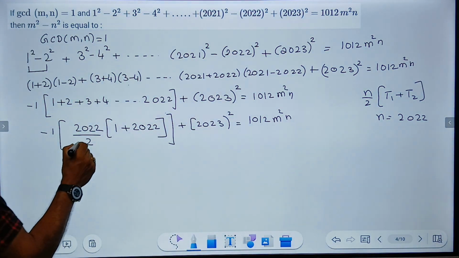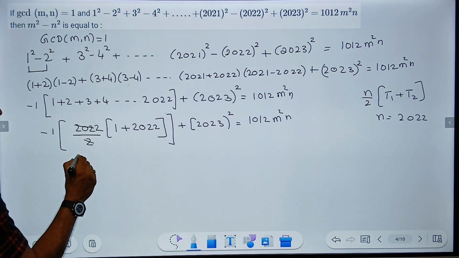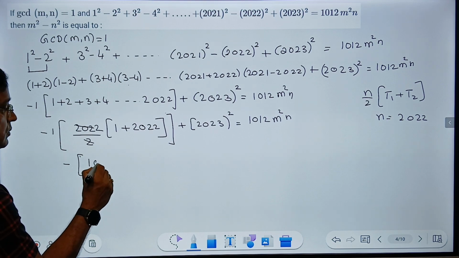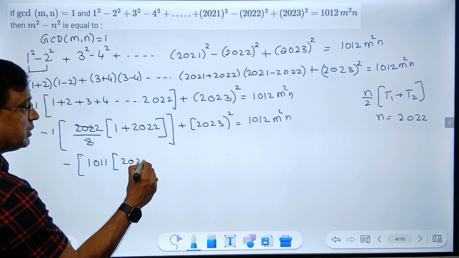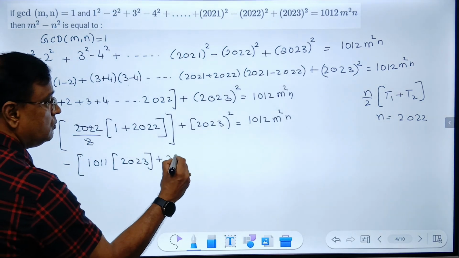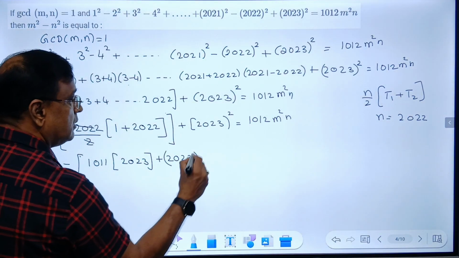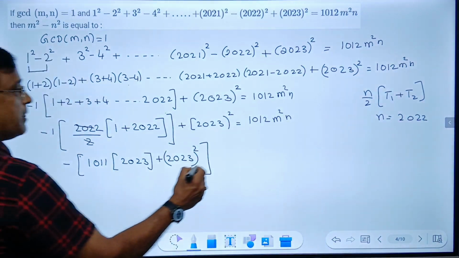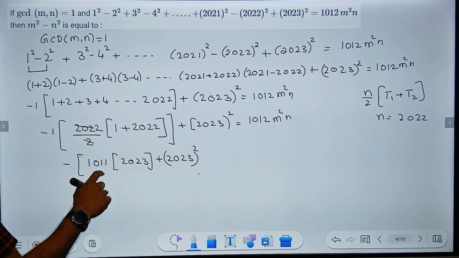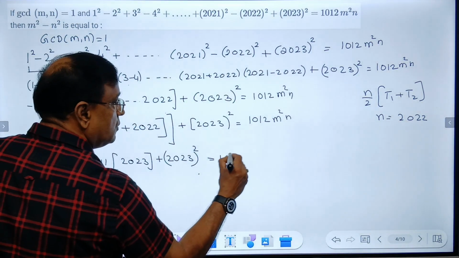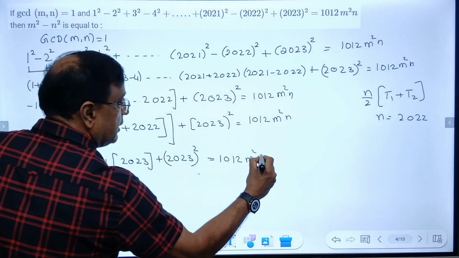Now you have to calculate this. If you calculate this, what do you get? You get 1011 into 2023 plus 2023 the whole square. Correct? This minus is only for this, okay? Equal to 1012 m square n.